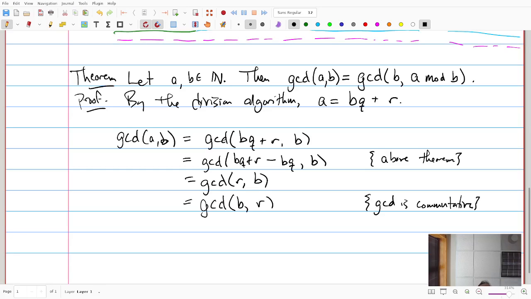Well, R, what is R? R is just the remainder when we divide A by B. Right. Another way to write that is A mod B. That's what the R represents. Okay. Any questions? Makes sense?